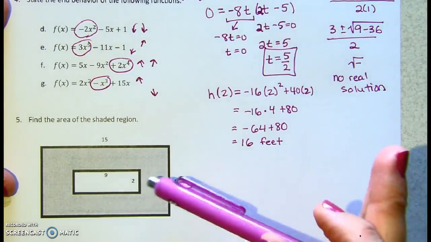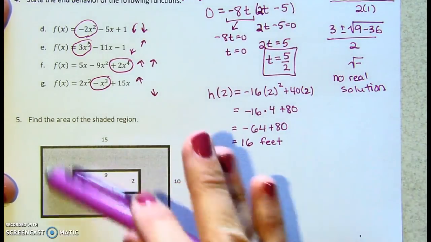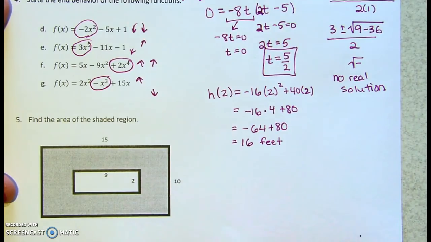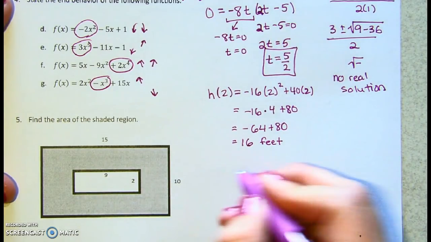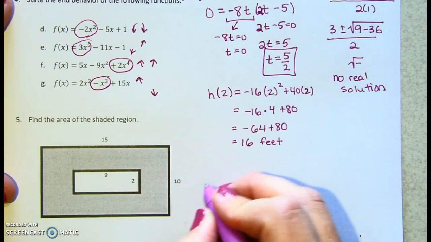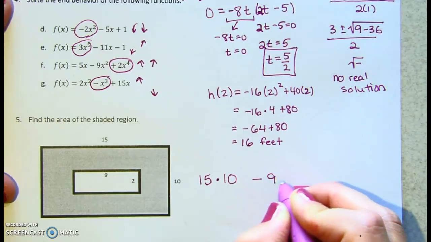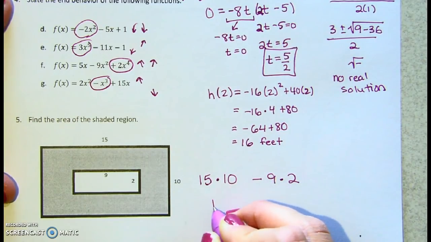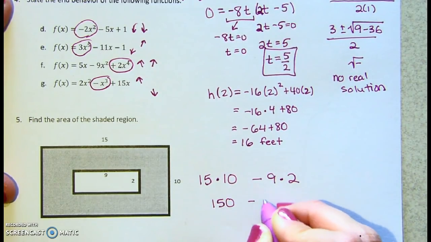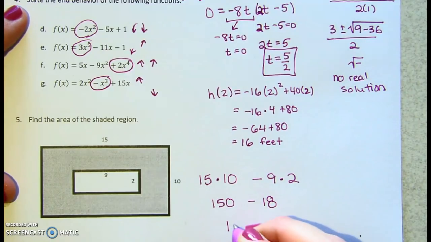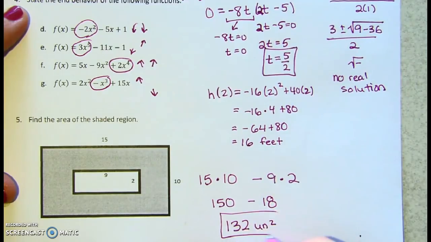All right. Find the area of the shaded region. The only way to do this, y'all, is to find the area of the big shape, and you have to subtract the area of the smaller shape. So how do you find the area of a rectangle? Length times width. So we're going to have 15 times 10 minus 9 times 2. 15 times 10, 150. Minus 9 times 2. So 150 minus 18 is 132. No units were given. Units squared.